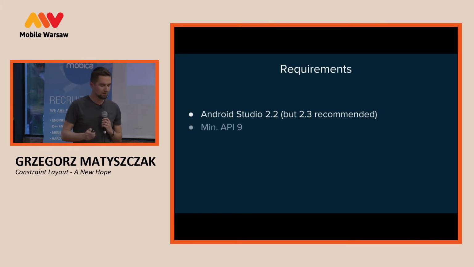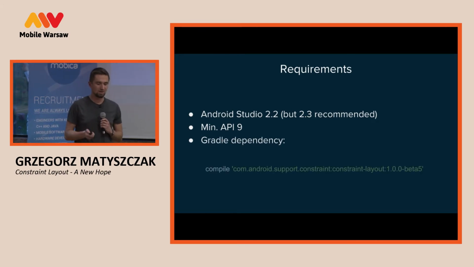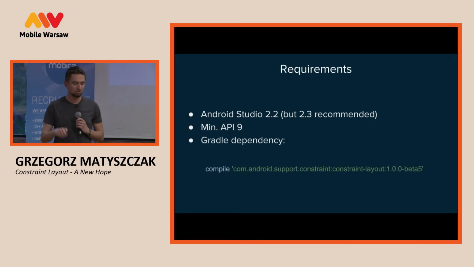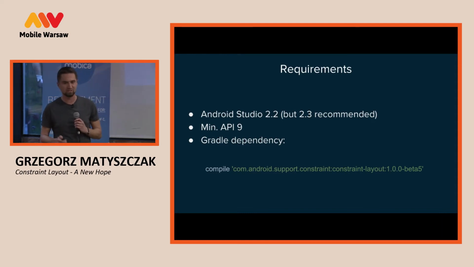The minimum API for that is API 9. And one thing we need to do is just add the Gradle dependency. The current version of Constraint Layout is beta 5, so just use this one. It was released in the beginning of February, I think.